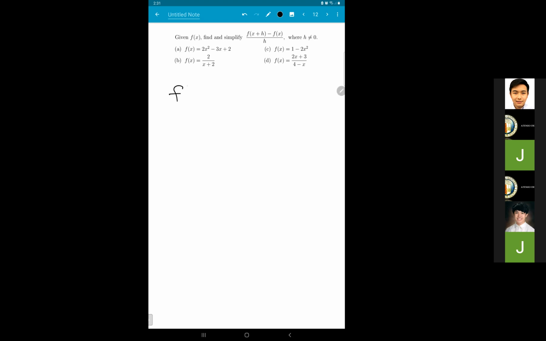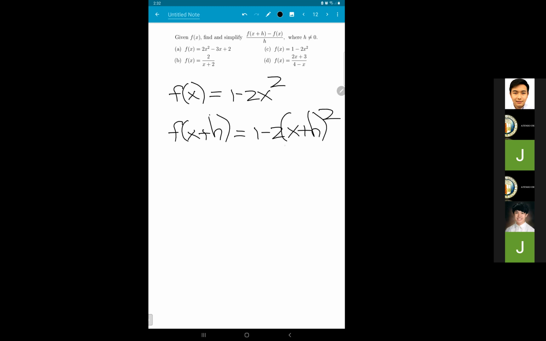So letter C has f of x equals 1 minus 2x squared. So sometimes you can just evaluate f of x plus h separately before you proceed with evaluating the quotient itself. So f of x plus h is 1 minus 2 times quantity x plus h squared, which takes some work to simplify.